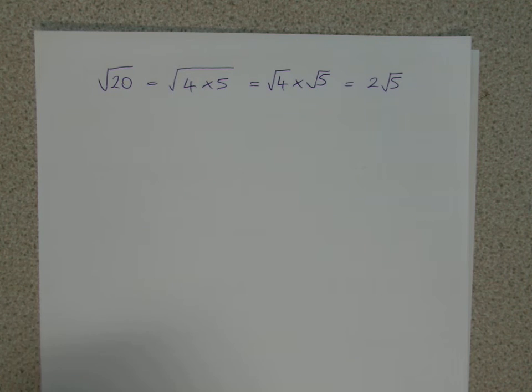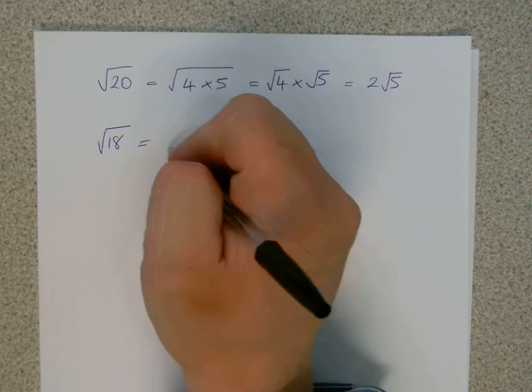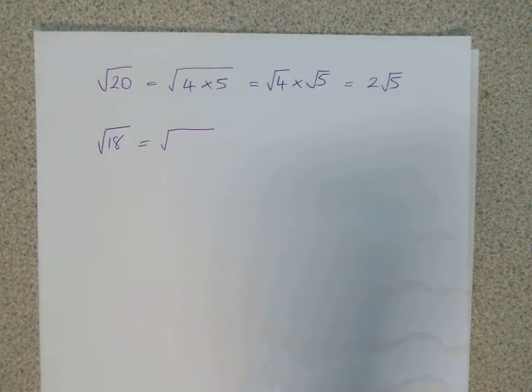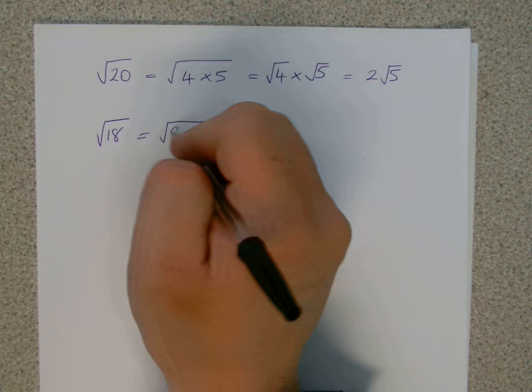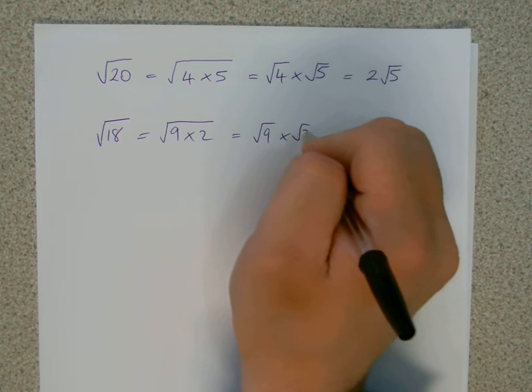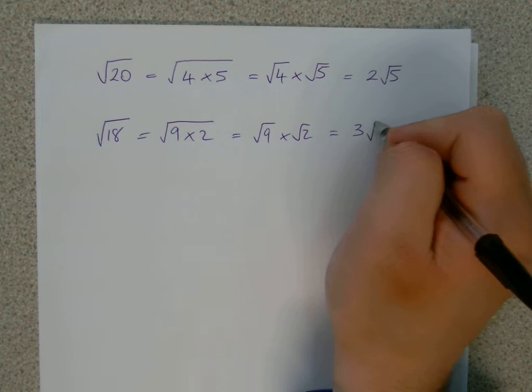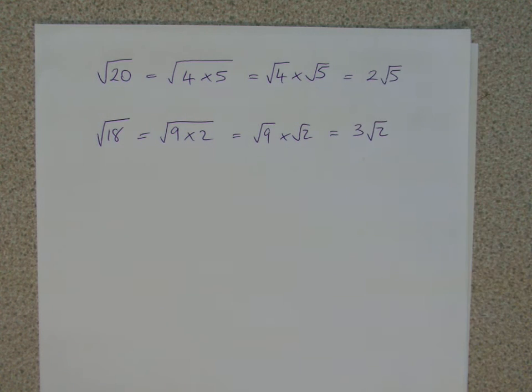You could keep going. There's lots of different examples. You could do, for instance, root 18. For root 18, a pair of numbers, we could think of 9 and 2, yeah? 9 times 2. Split that up. That would be root 9 times root 2. And of course, root 9 is 3. So 3 times root 2 is 3 root 2.